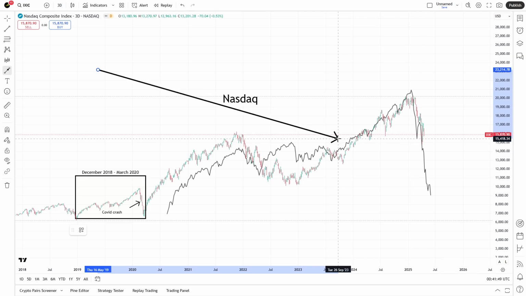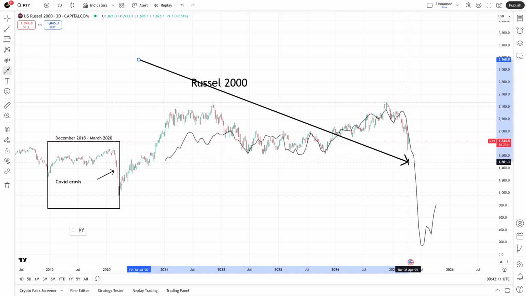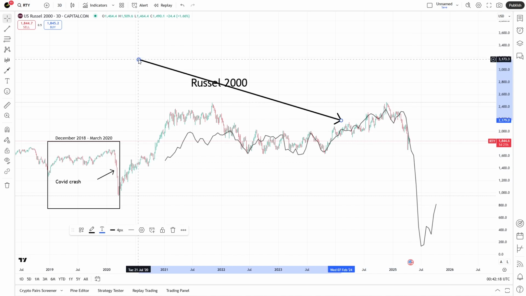So the question now is, if the stock market is declining, and by the way, we can look at the Russell 2000, it's the same story. So here's the Russell 2000. It's the same story. So the question now becomes, if the stock market is going to be doing something like this, how can crypto even have a chance? Well, this presents us with several possibilities.